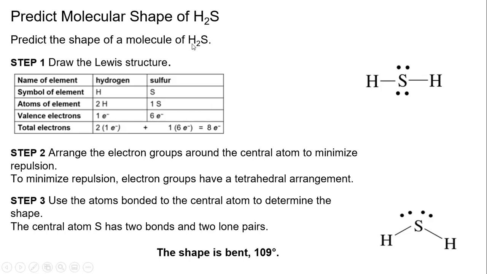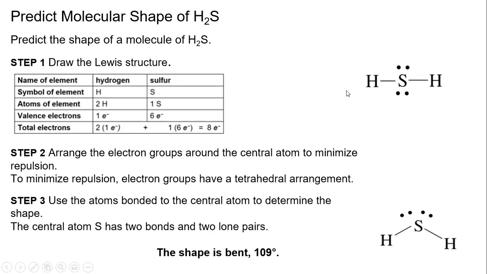Predict the shape of a molecule of H2S. So you're given H2S, and you would have to draw it out. How do you do that? Well, you figure out the valence electrons. So we have 2 for 2 hydrogens, and we have 6 for sulfur. So we have 8 electrons to work with here. Hydrogens only take 2, so we have a duet and a duet. It's done. But sulfur needs an octet. 2, 4, 6, 8. It does. So we're good with that.